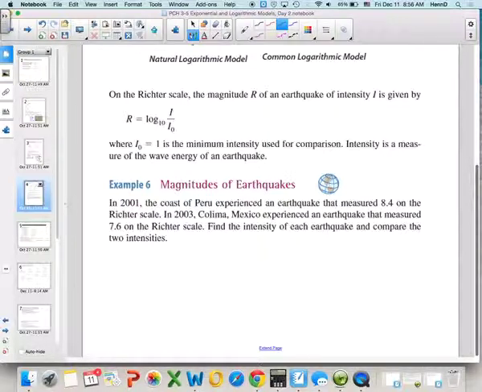Okay? So pretty impressive. What we have here, though, is a case: in 2001, the coast of Peru experienced an earthquake that measured 8.4 on the Richter scale. And in 2003, Colima, Mexico experienced an earthquake that measured 7.6. Okay? So find the intensity of each earthquake and compare the two intensities. Well, the intensity is measured using this model.